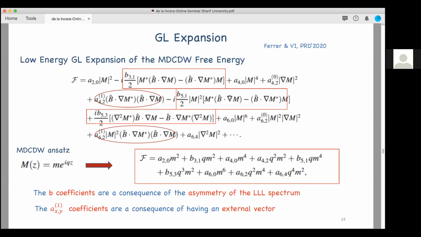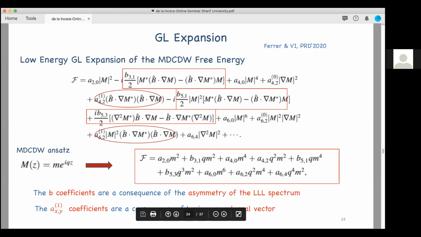First of all, they only exist if you have a magnetic field, but more than that, they are connected to the asymmetry. So the origin of this term is topological. The A terms are not topological. They will come no matter what if you have an external magnetic field. But the B terms will only be present because of the topology. How do we know that? Well, you can rewrite this when you take the ansatz that we used for the MDCDW. This expression can be written in this way. And you can see that the B terms are all odd in Q.